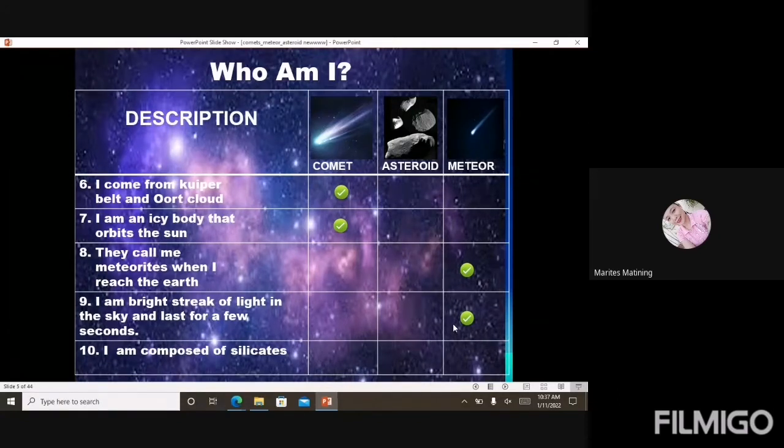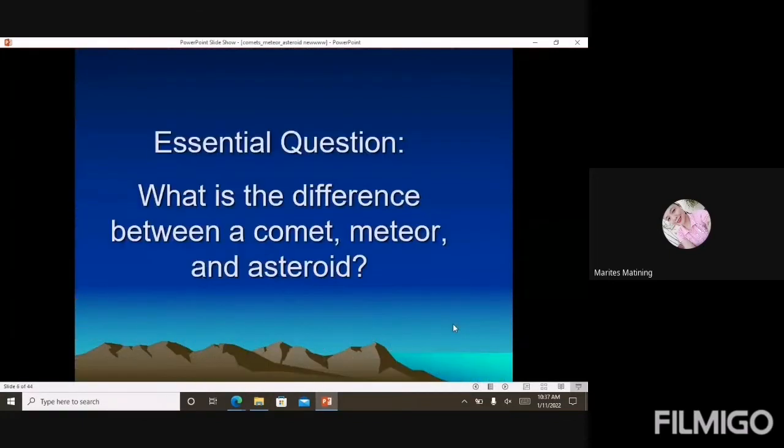And number 10: I am composed of silicates. Who am I? Yes, Princess Ira. Asteroid, ma'am. Asteroids, very good. It seems I don't even need to discuss anymore. You already know so much about them. Very good for that.